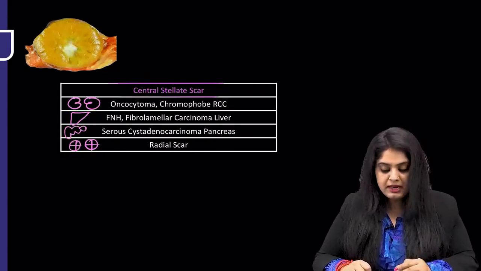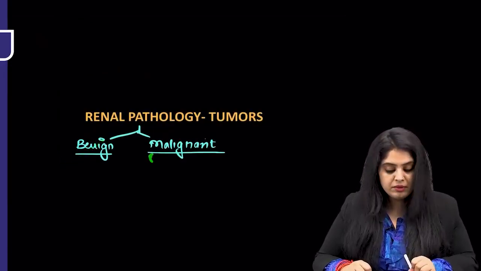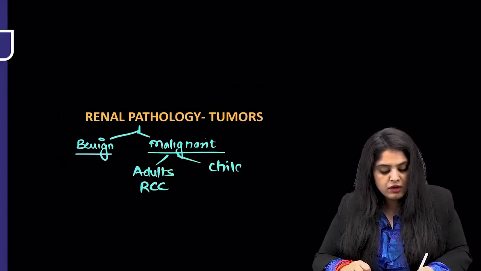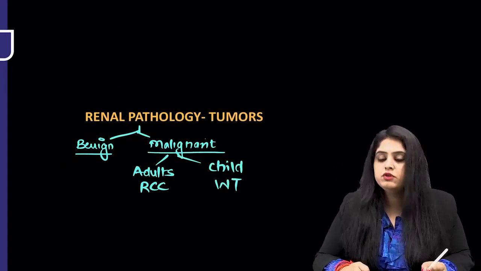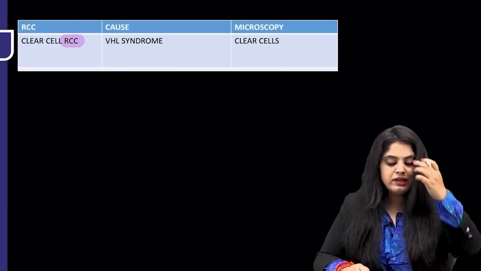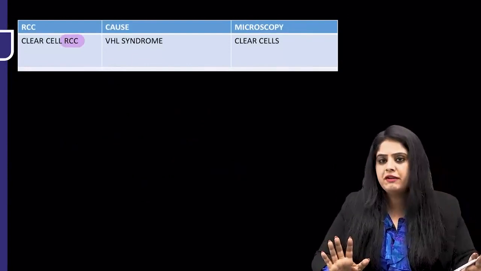Now this was about the benign tumor. Coming to the malignant tumor. Malignant, of course, you know that if I'm talking about adults, we are talking about renal cell carcinoma, and if we are talking about children, we are dealing with Wilms tumor. So in adults, what is it? Adults, renal cell carcinoma. Let's get going. There are 6 renal cell carcinomas that you have to know.